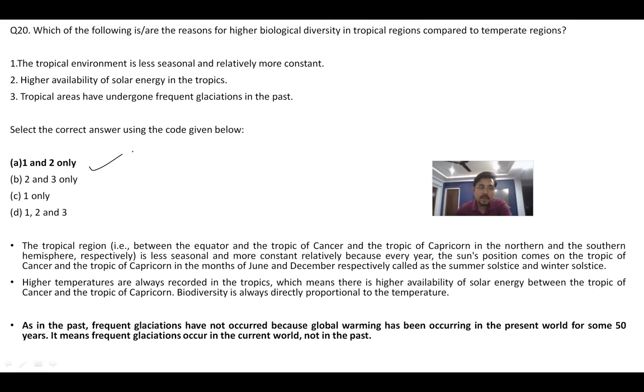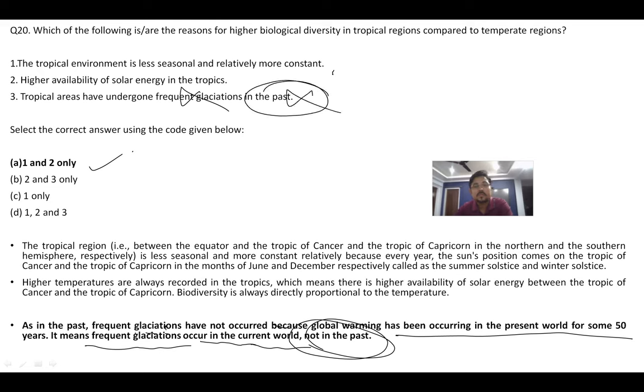1 and 2 only is correct. The third is not true. Why is this not true? In the past, frequent glaciations have not occurred, because global warming has been occurring in the present world for more than 50 years. It means frequent glaciation occurs in the current world, not in the past. So it cannot be the correct answer.